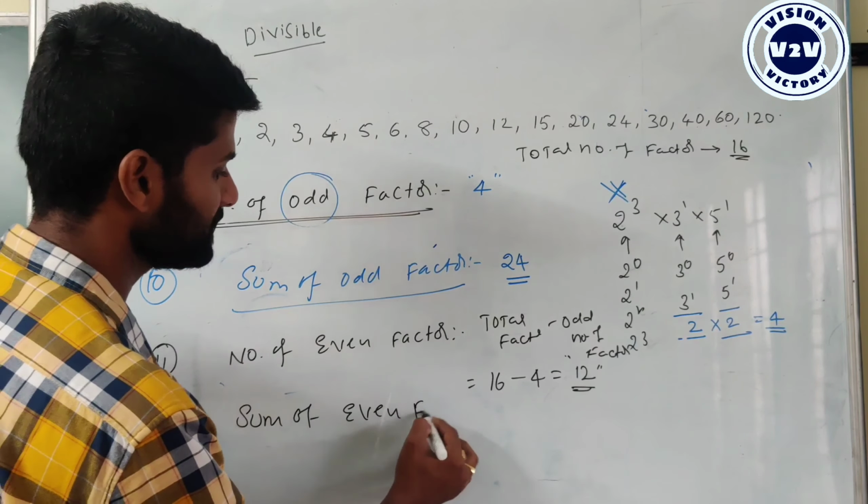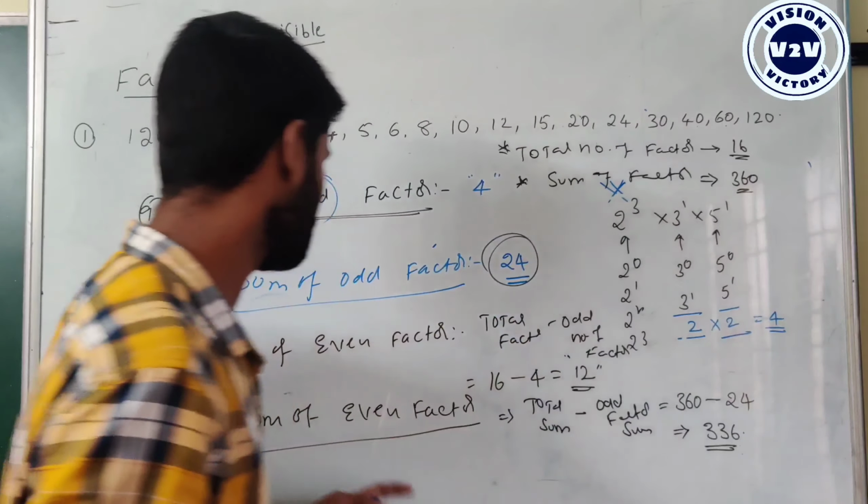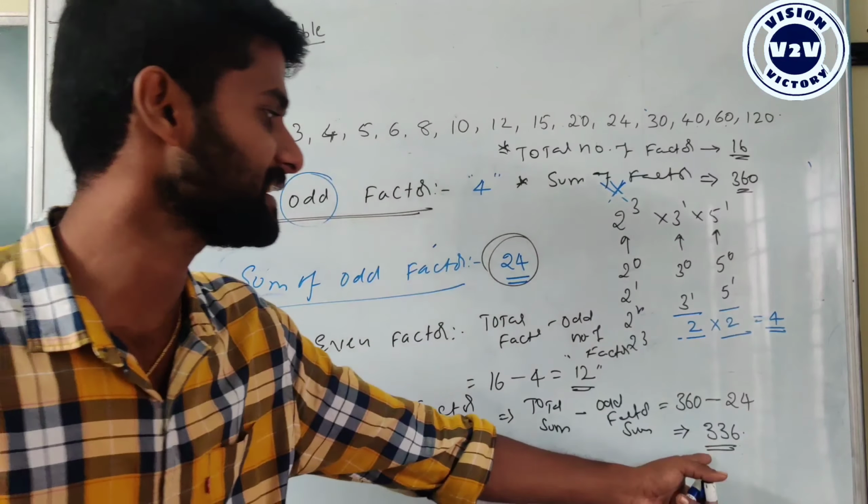So out of 360, we subtract the sum of odd factors. What is the sum of odd factors we get? Here we have 24. If you subtract 360 minus 24, the value becomes 336. The sum of even factors is 336. Sum of odd factors is 24 only.